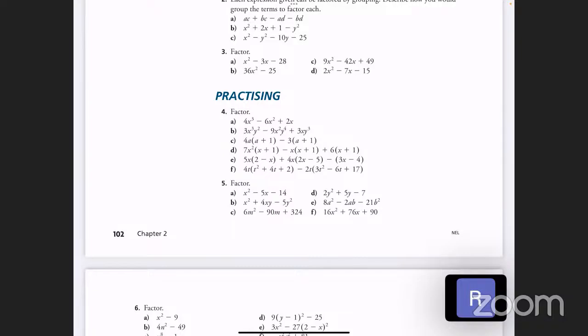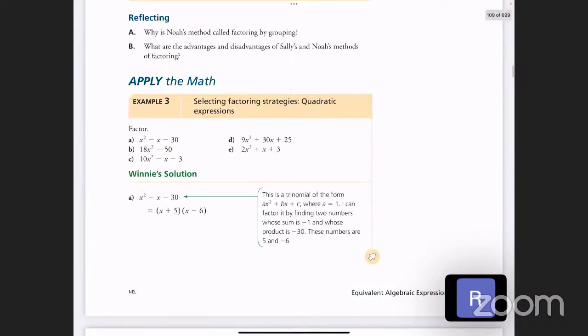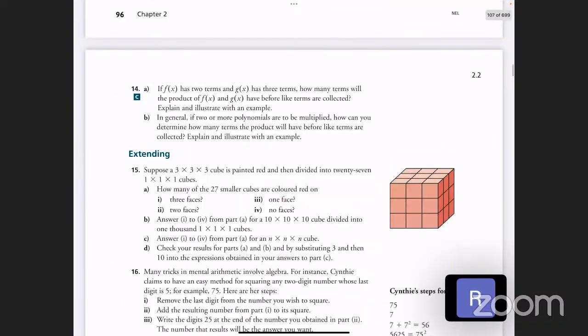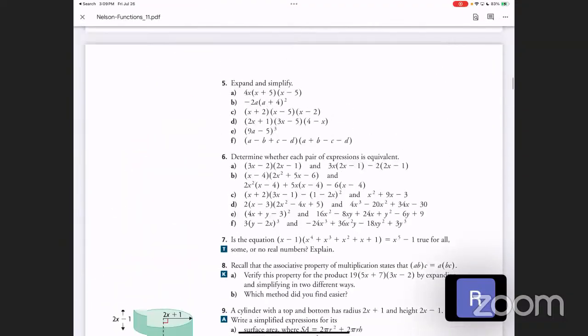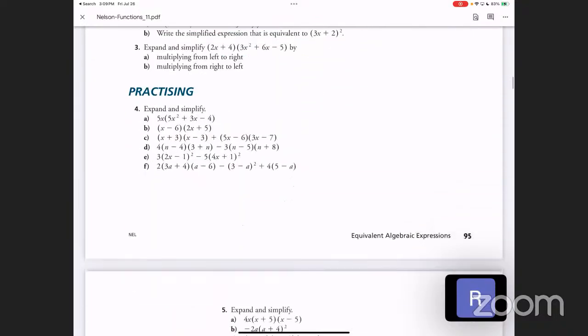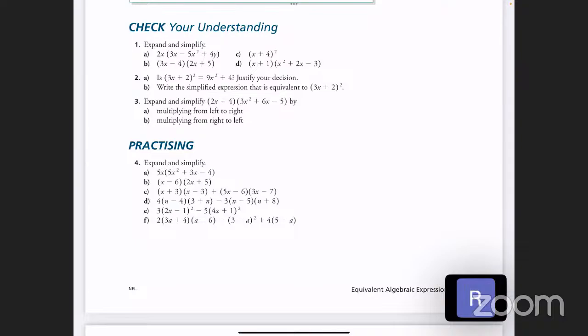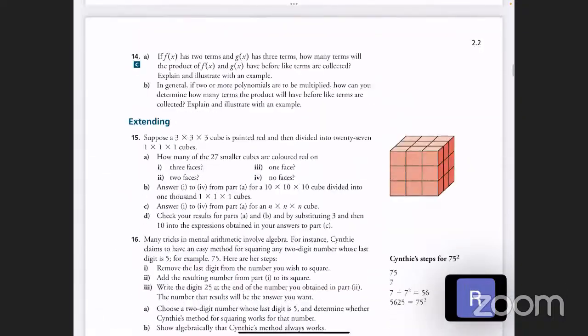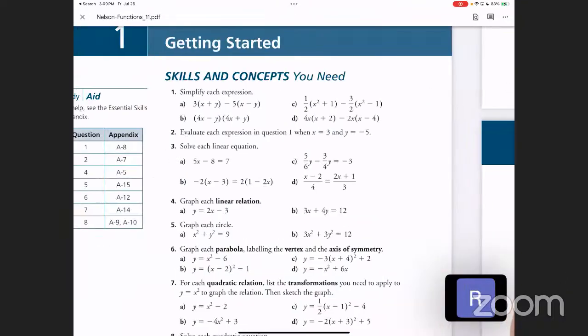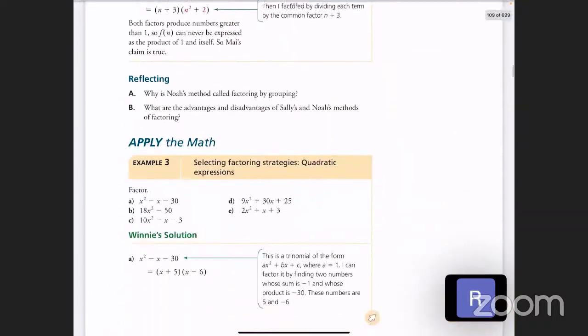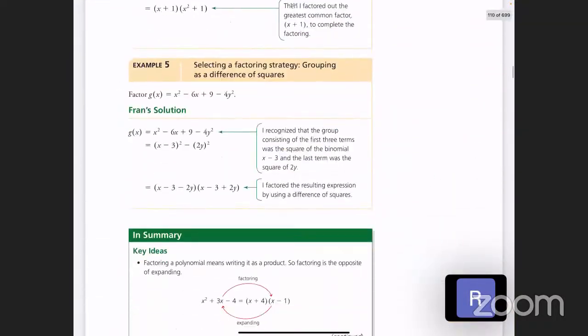Oh, I didn't assign the homework from the factoring. Which pages did I assign? 88 to 95, but I already did that. 95 is just expand and simplify. We did that like two weeks ago. So I think I just didn't say the page number for the factoring in the textbook.